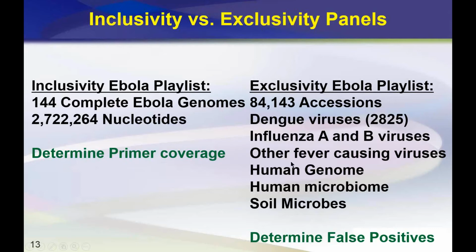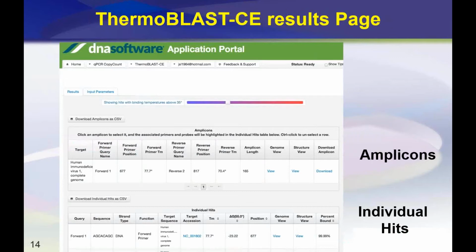The human genome would obviously be present in a sample taken from a human to test for Ebola. So we want to make sure the human genome doesn't cause a false positive. Any of the microbes in the human, like the human microbiome, or contaminating soil microbes. So all of those can be used to determine if you have any false positive possibilities. All right, so with that introduction, I'm going to be moving into a demo in just a moment.